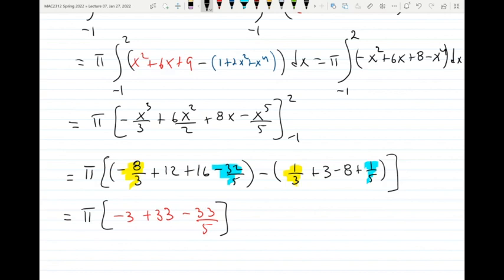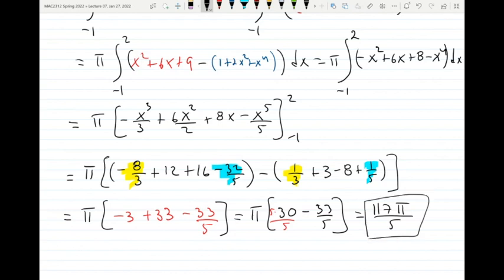Yes. And then, okay, that's 30, and then we just need to do 30 minus 33 over 5. It was not that bad. So 30 minus 33 over 5. So times 5, so 150 minus 33. 117? Yes, 117. So 117 pi over 5 is the answer, but it's simplified nicely, at least. Okay.